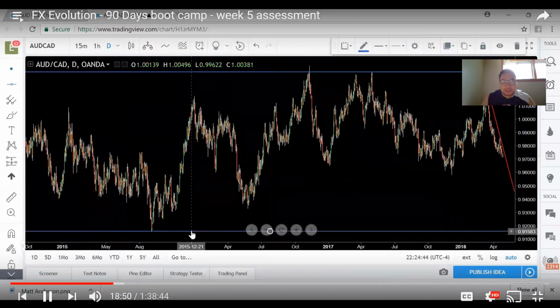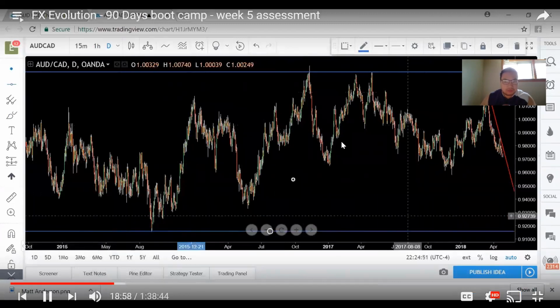Eric's also marking up his daily high and daily low. Awesome. Go to your 4 hour, mark 2 supports and 2 resistances, above and below the market.